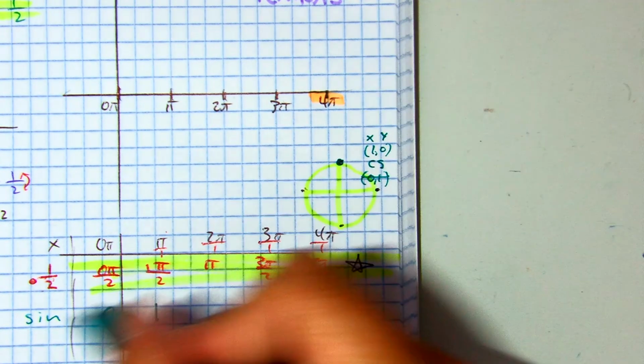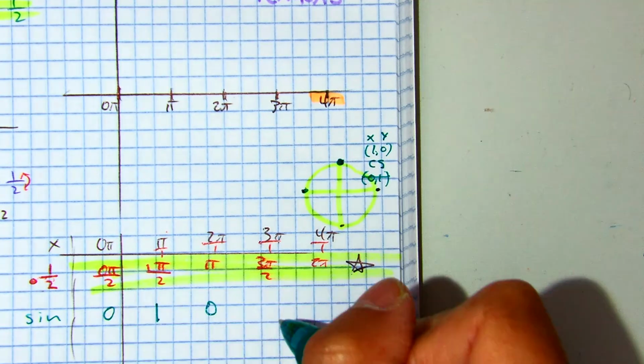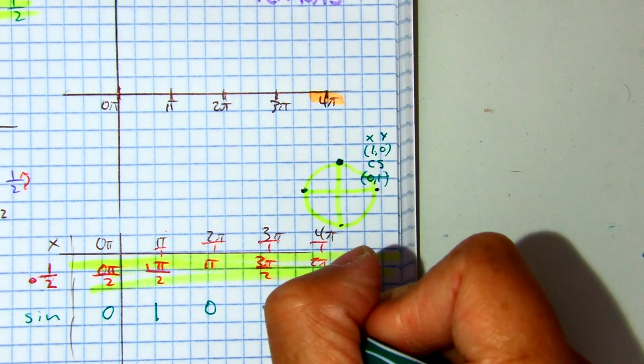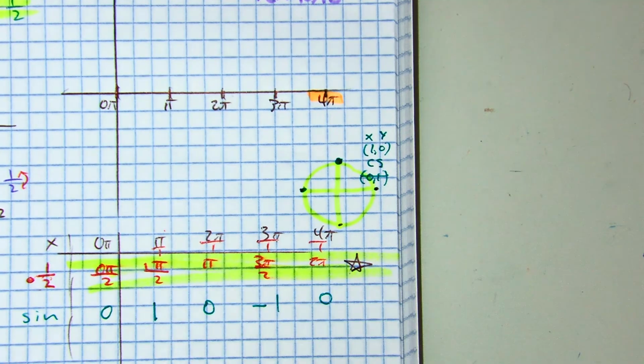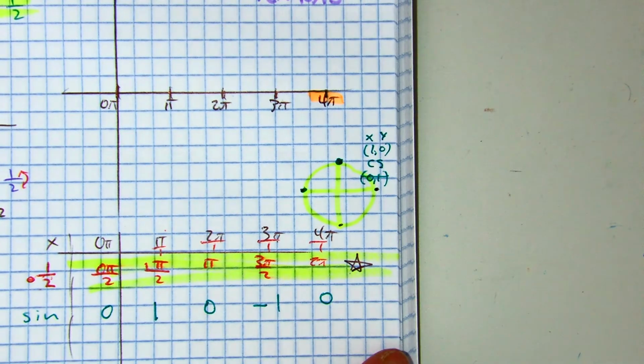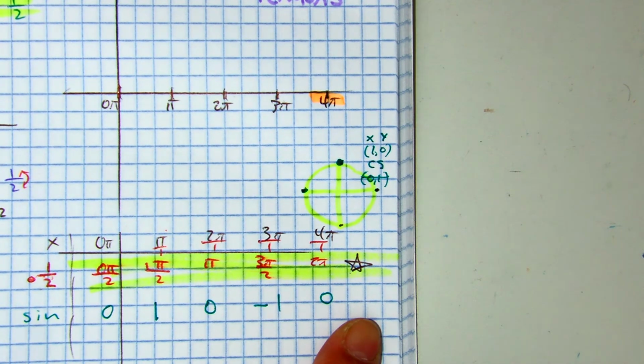Sine at pi. Sine at 3 pi over 2. Sine at 2 pi. Guys, this is going to become automatic to you. You're like, oh, sine. 0, 1, 0, negative 1, 0. And then this is what we graph.